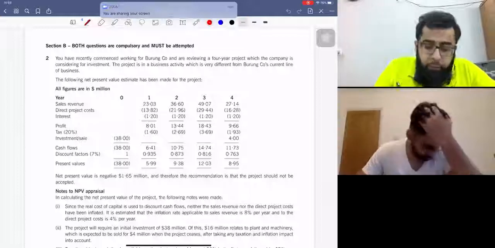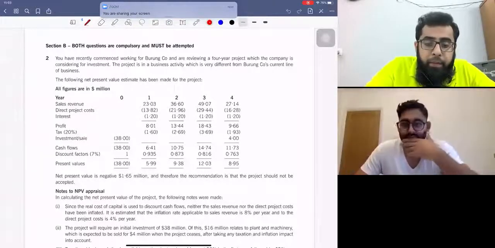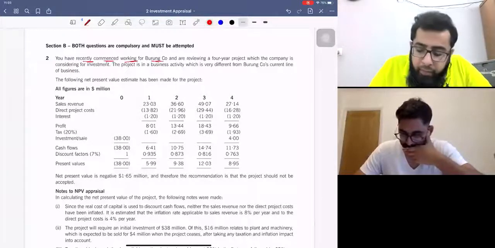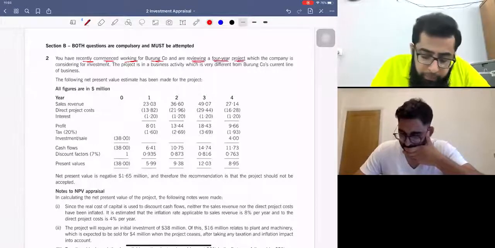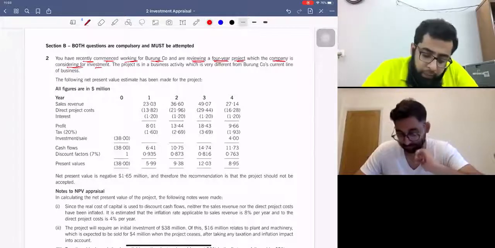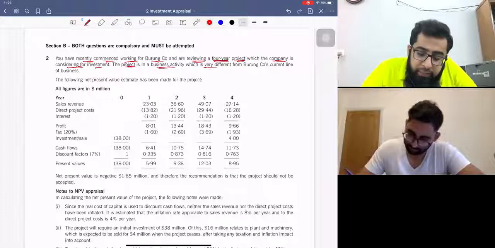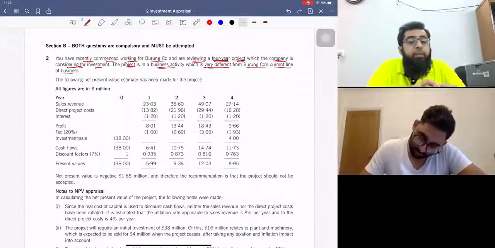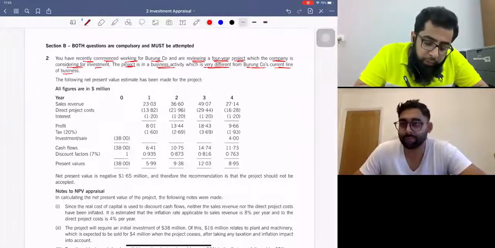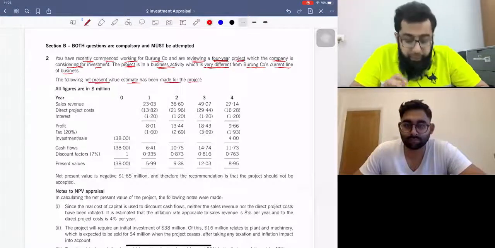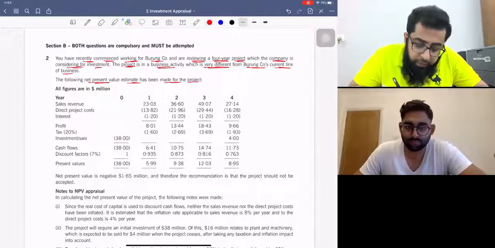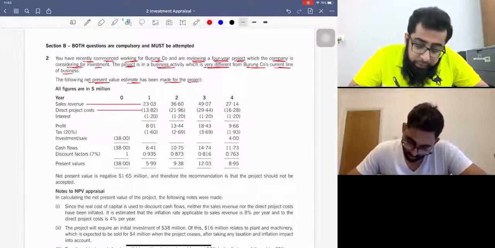So you have recently commenced working for Burung company and are reviewing a 4-year project which the company is considering for investment. Now, the project is in a business activity which is very different from Burung company's current line of business. Now, the following net present value estimate has been made for the project. So there is a net present value estimate which is already made: sales revenue, direct project cost, interest.